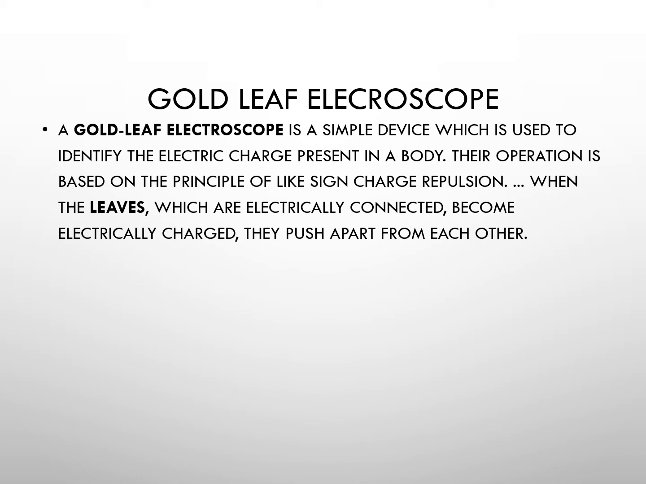Now let us discuss about the gold leaf electroscope. A gold leaf electroscope is a simple device which is used to identify the electric charge present in a body. Their operation is based on the principle of like sign charge repulsion. When the leaves which are electrically connected become electrically charged, they push apart from each other.